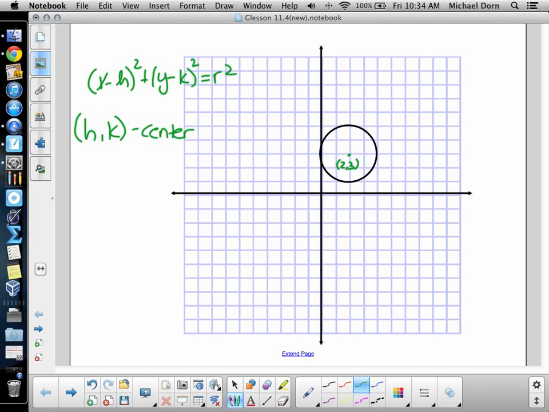So here the center h, k is (2, 3). So it's just (x - 2)² + (y - 3)² = r². The radius of this circle is very clearly 2. So 2 squared is 4.